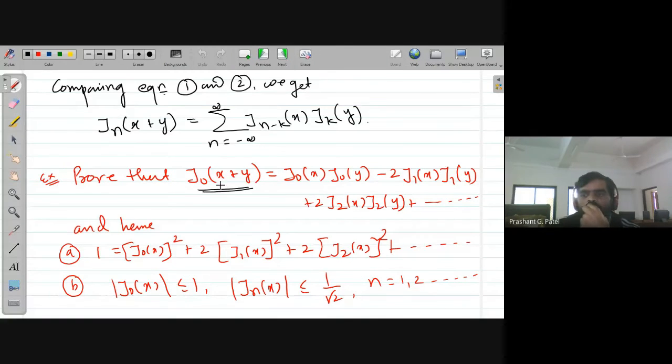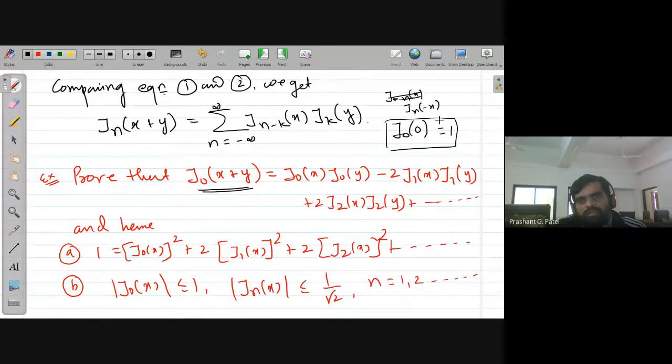And we know that J0 at 0 is 1. We know this property: Bessel's function J0 at 0 is 1 with order 0. So that's why we substitute y equal to minus x into this. If I substitute y equal to minus x, this will become x square. And we also use another formula that we have, that is J minus n x, sorry, Jn minus x. Regarding this, we also have one thing which we can use.